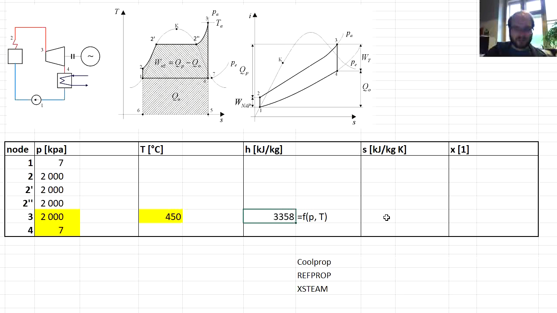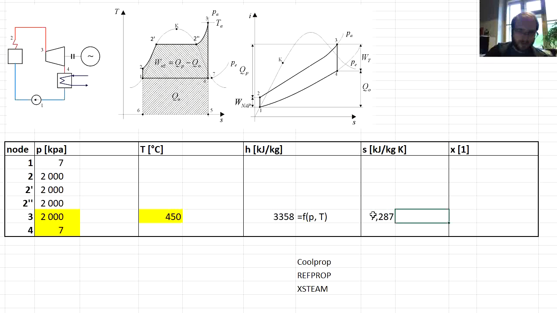So this was the enthalpy. The entropy, we estimated as something like 7.35. If we get the exact values, or if we work more precisely with the diagram, we should get that the value should be 7.287.